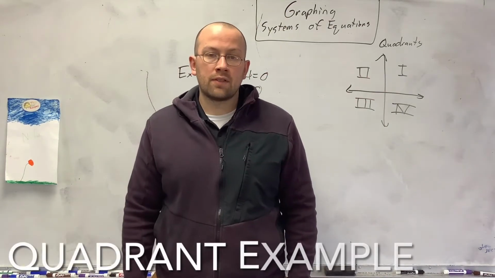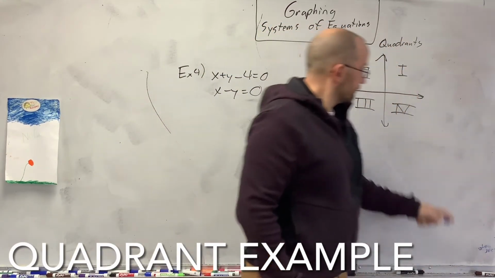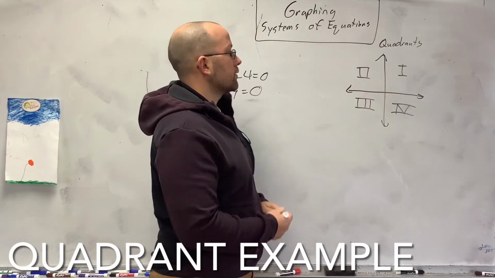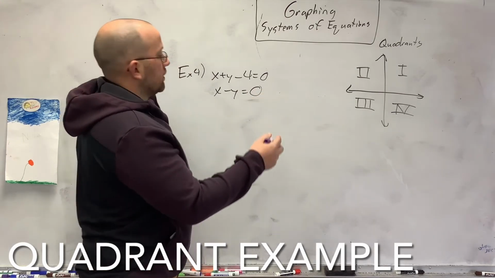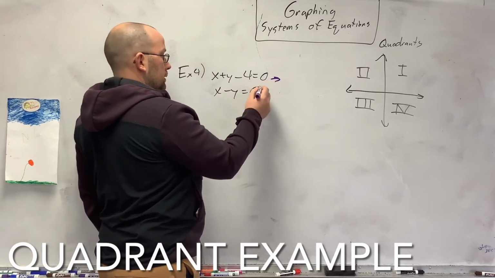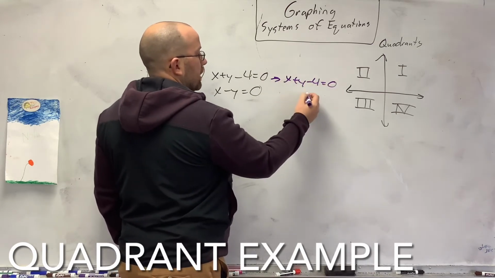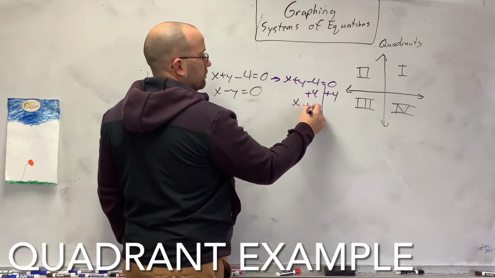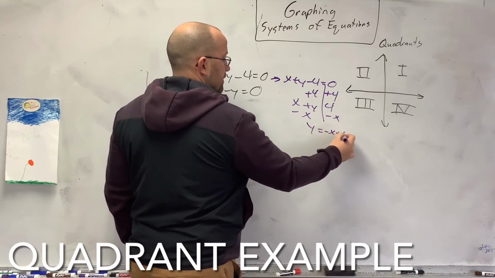All right, now we're going to solve and talk about quadrants. So the quadrants are up here. The quadrants of a coordinate plane are 1, 2, 3, and 4. So if they ask you which quadrant it's in, you can tell them. So to graph these, they have to be in slope-intercept form. So I'm going to go through the whole process of solving it. I'm going to add 4 to both sides. Subtract x. Y equals negative x plus 4.